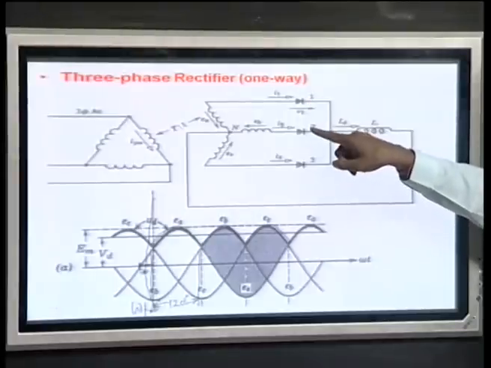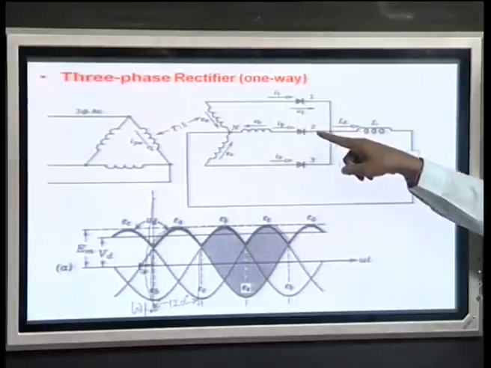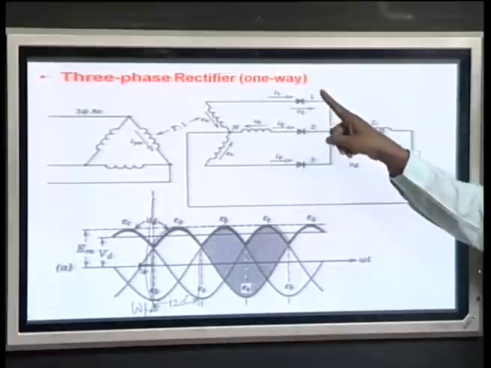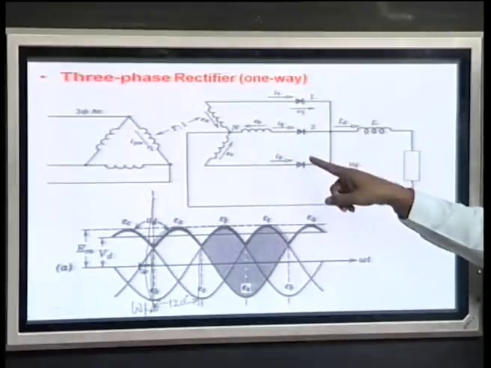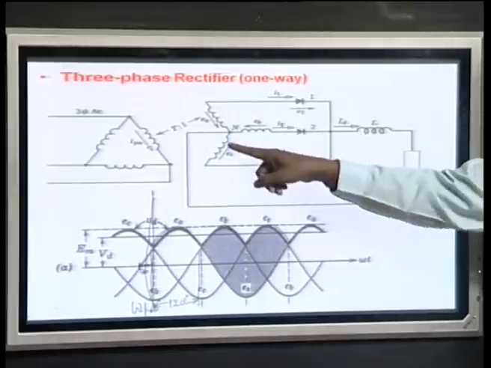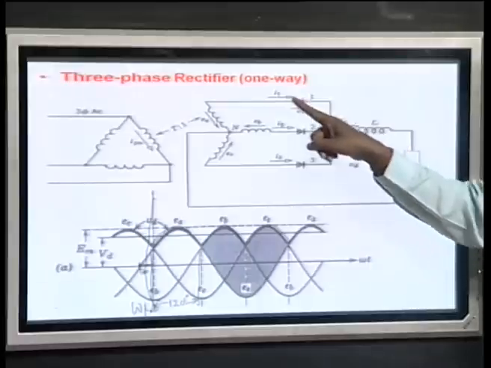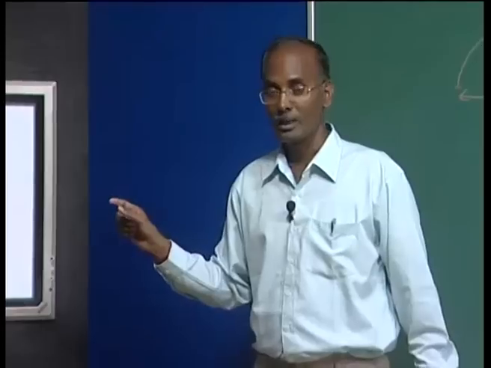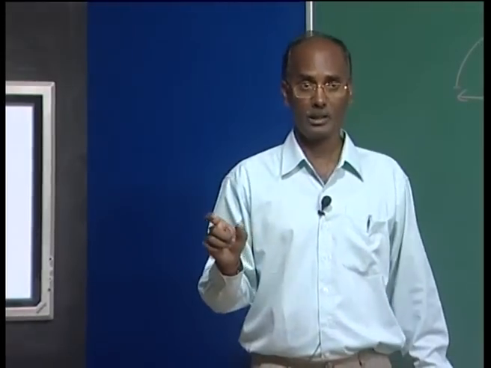Once this conducts, the voltage EB appears here and this is EA, which means EA minus EB is appearing across this. Once this one conducts, EC appears here, and EA minus EC appears across the valve. So three different periods are coming here, but it is not limited to three.